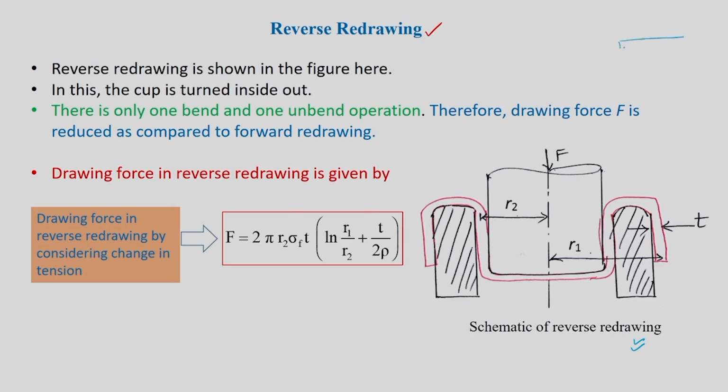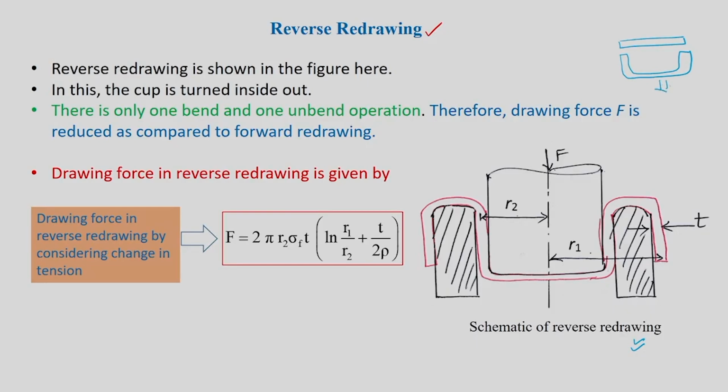Okay. So, we are going to pick up the same cup. You have a sheet, the sheet is drawn into a cup. Now, this cup is actually further drawn into another cup, either by forward redrawing or reverse redrawing. With respect to reverse redrawing, the main point is that when you go to the next stage, you are going to keep the same cup upside down and the punch will come from this side. This is going to be your punch. This is what you are going to do in reverse redrawing.